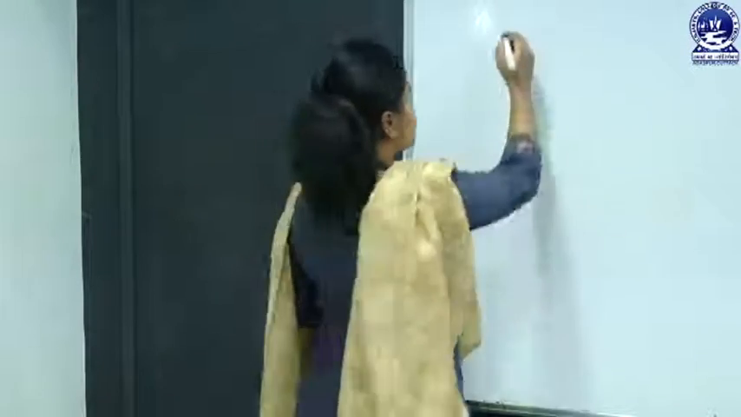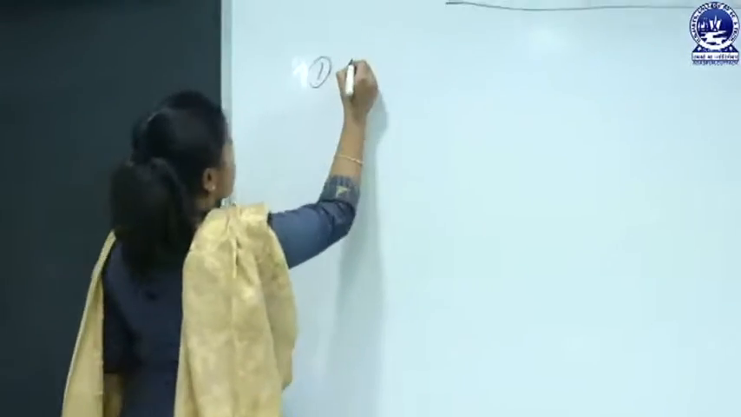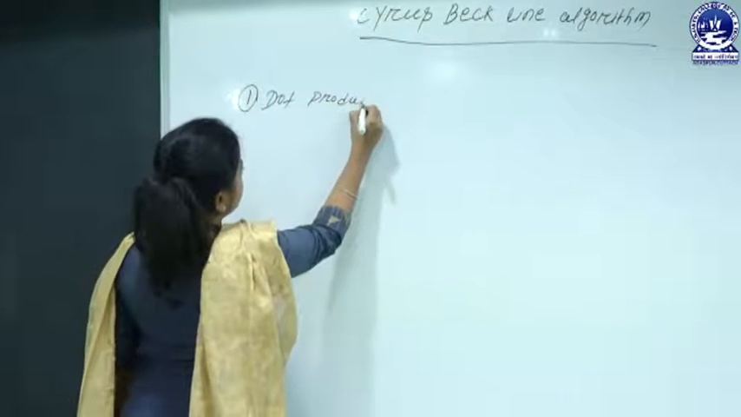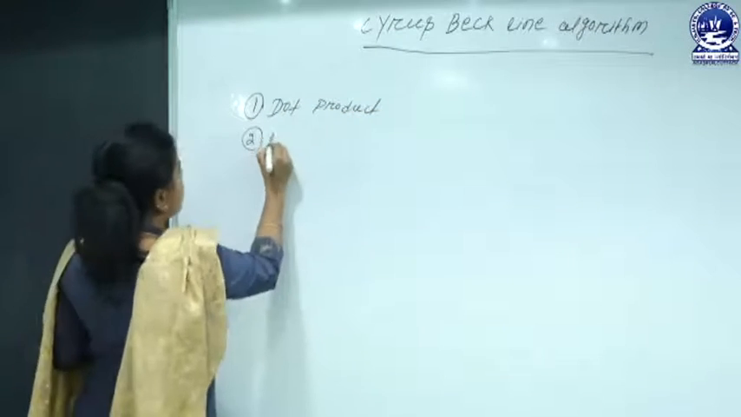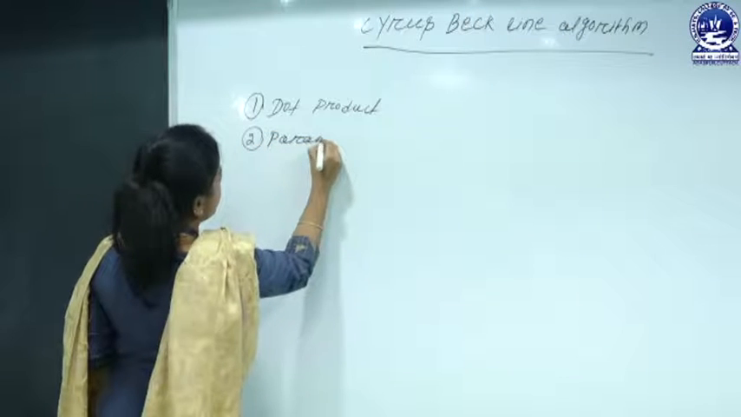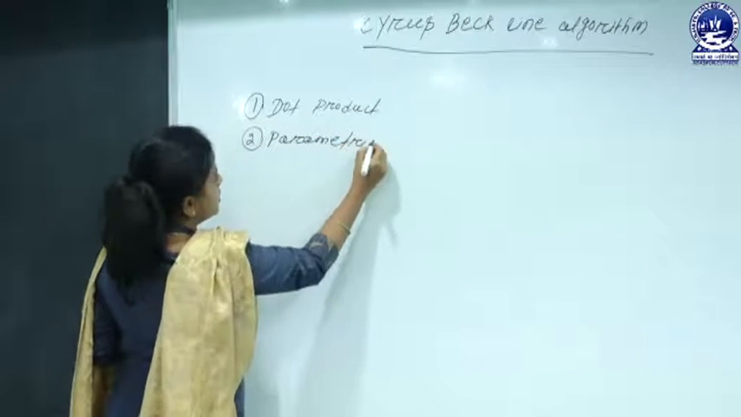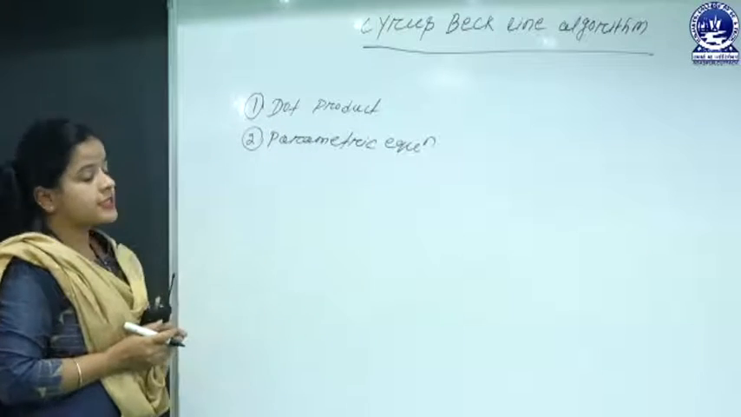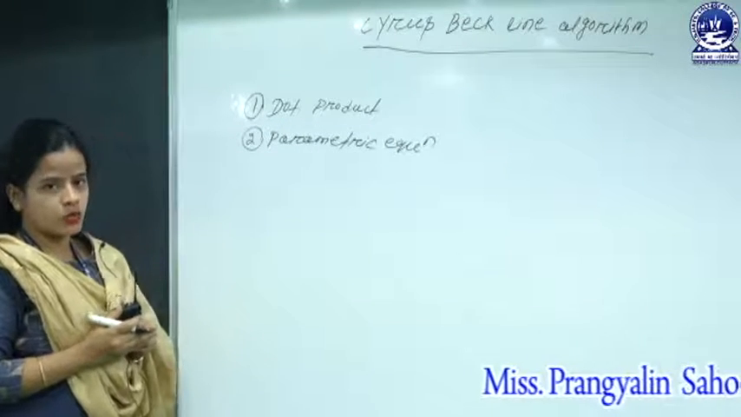The first concept is the dot product, and the second one is the parametric equation. Now the question arises: what is a parametric equation?